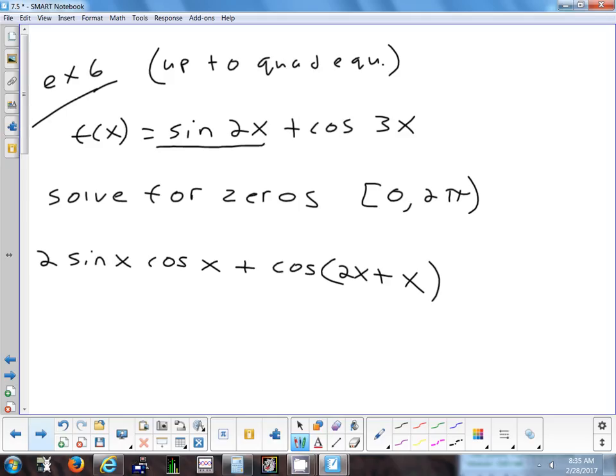What is the second part? What kind of identity is that? It's a sum identity. It's a cosine sum. So now, break down the second part using your cosine sum identity. And after you do that, you should have all 2x's and x's everywhere. You're not going to have 3's anymore.